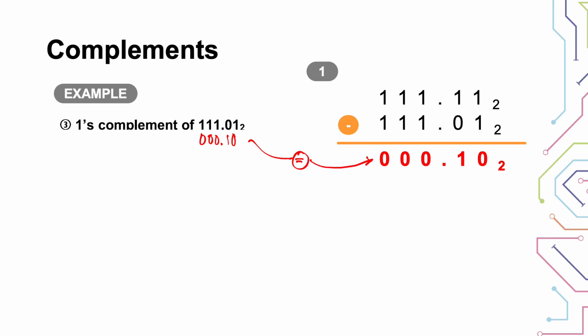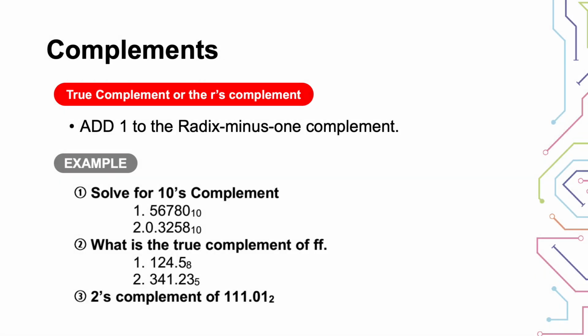Lang yan sila. So, invert lang natin. So, what if kung true's complement or r's complement? So, yung gagawin lang is that we will still perform the radix minus 1 complement pero mag-a-add tayo ng isa. So, as you would notice here, these are the same problems that we perform in the radix minus 1 complement. So, yung gagawin na lang natin is to add 1 to the least significant digit.